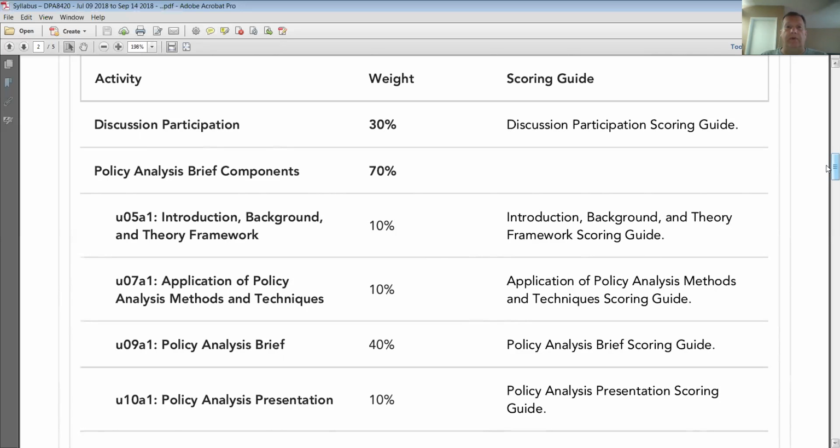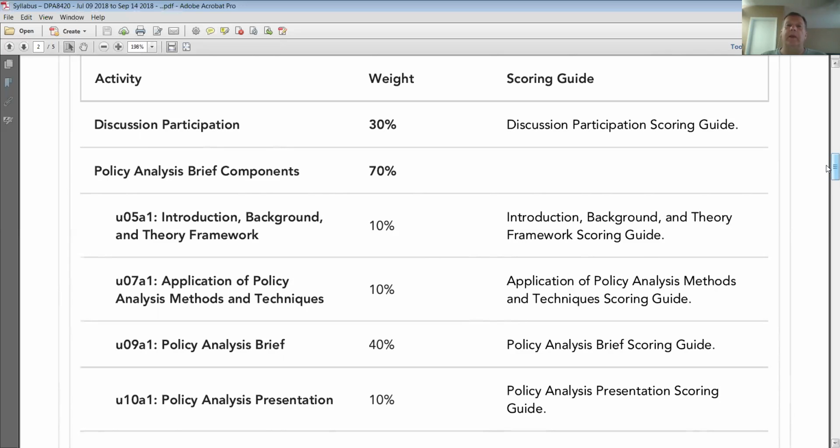Then in week 7, you'll see that you have a paper in which you will actually be applying the techniques and the methods that you have learned in this course to the analysis of that policy topic. In week 9, you start pulling things together into what we call your policy analysis brief. And then in week 10, you'll prepare a presentation of that policy analysis brief that you have submitted in week number 9.